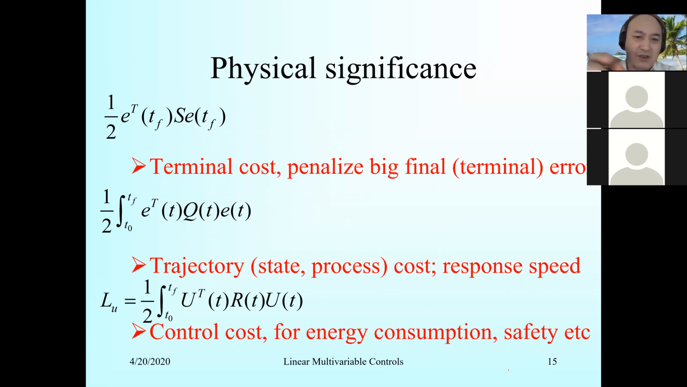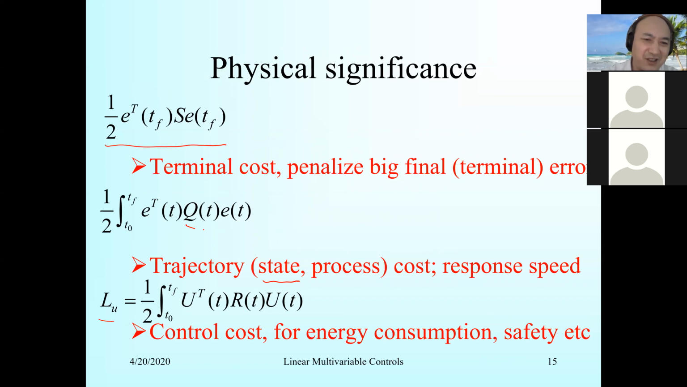There are some terms here, this is called terminal cost. So we penalize those big terminal errors. This is trajectory cost, or state or process cost. They can emphasize the response speed. And the control cost, R, could be linked to energy consumption or safety or something, okay? So these are the physical meanings of these quantities for LQR.